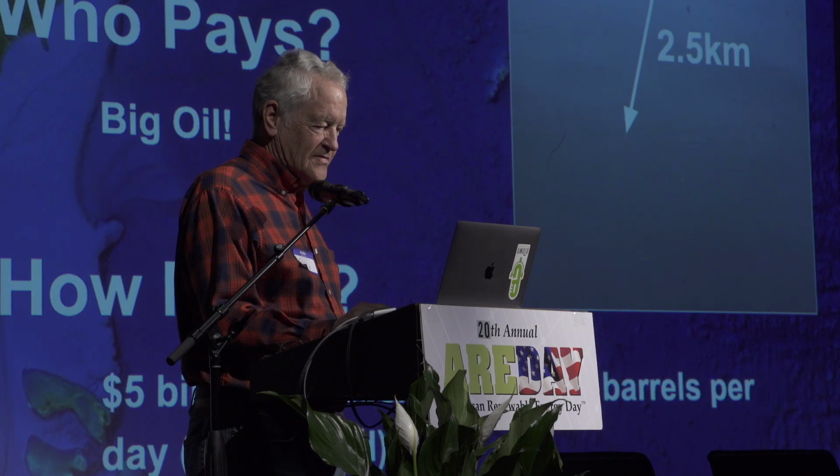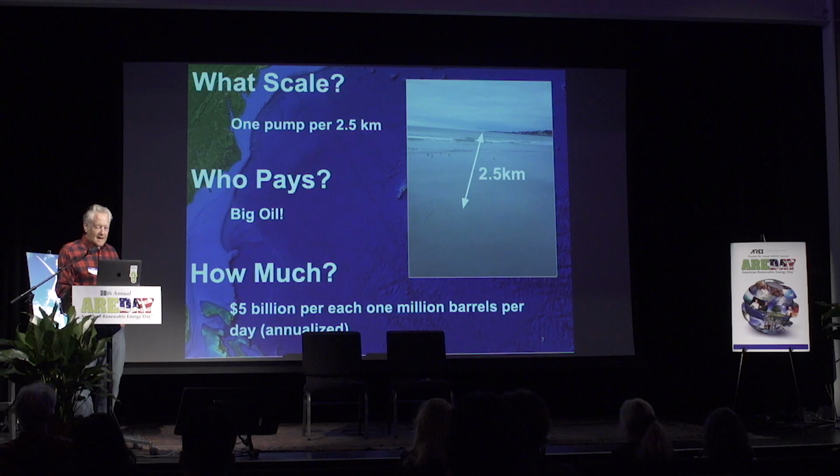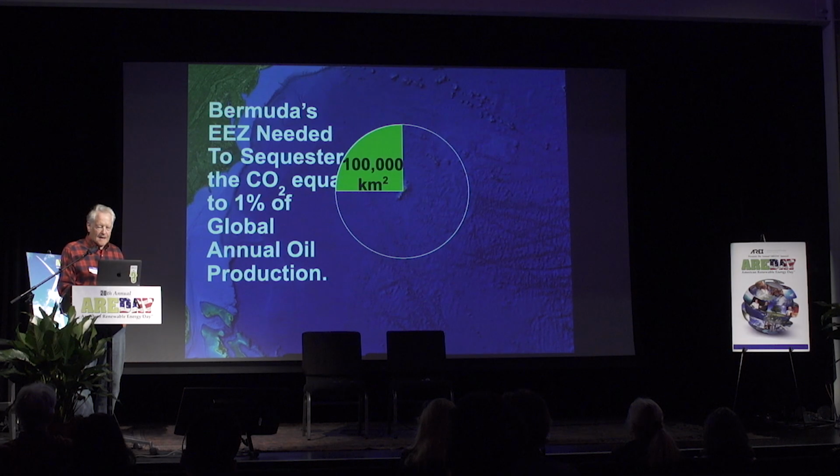And it turns out that we can do that in 100,000 square kilometers. And it would cost $5 billion. Now, 100,000 square kilometers is 1/4 of Bermuda's exclusive economic zone. The exclusive economic zone is a 200-mile radius from islands and countries with an ocean border that is their jurisdiction.